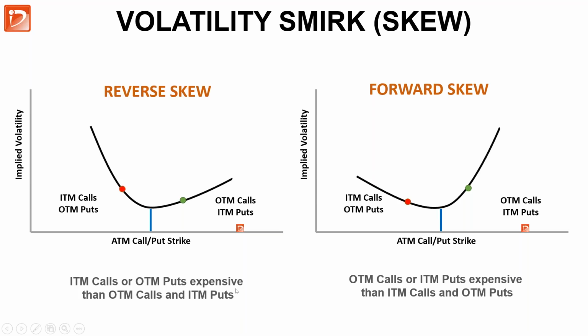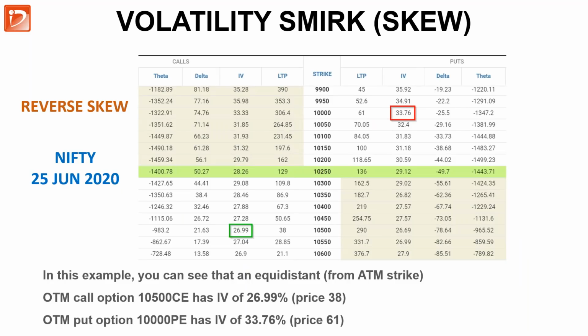So why does this happen? Why is there a reverse skew and why is there a forward skew? Let's look at the reasons behind that. For example, why does reverse skew happen? So this is an option chain of Nifty 25 June expiry.